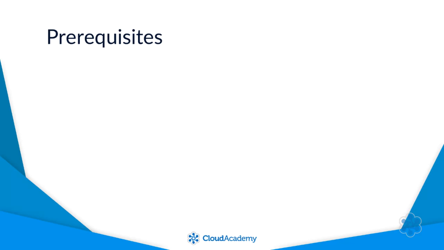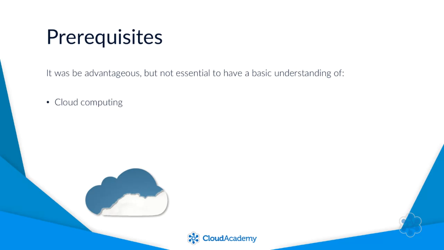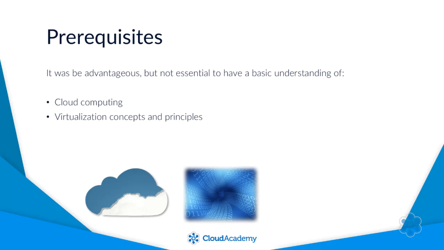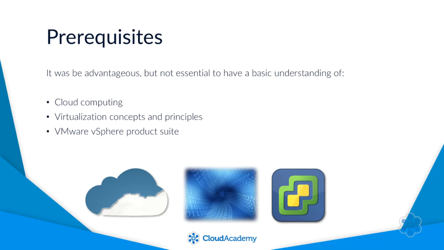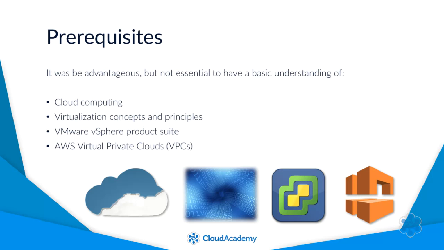This introductory course does not go into detail about how to configure and implement the VMware Cloud on AWS service. Instead, it's designed to provide you with enough information to understand what it is and what it's used for. However, as a prerequisite to this course, it would be advantageous but not essential to have a basic understanding of the following. Cloud computing, including deployment models such as public, private and hybrid clouds. Virtualization principles, such as what a hypervisor is. VMware vSphere products. And AWS virtual private clouds and their configuration.